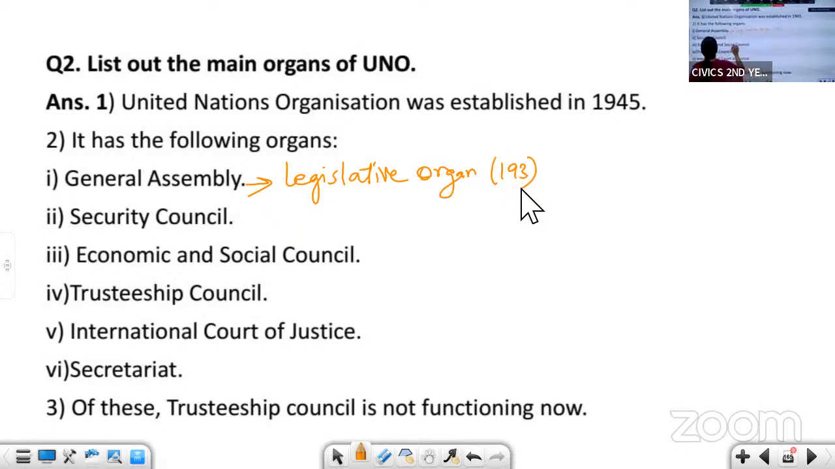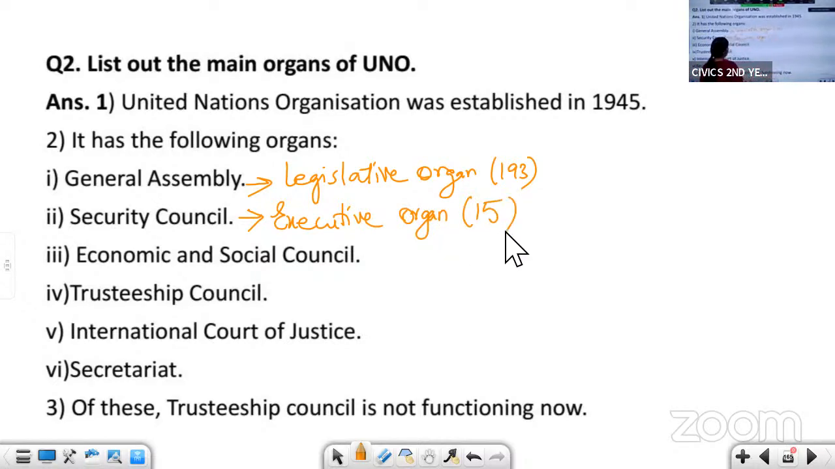Then comes your Security Council. It is the executive organ. It has got 15 members. Then comes your Economic and Social Council, which works under the Security Council. Then you have the Trusteeship Council.